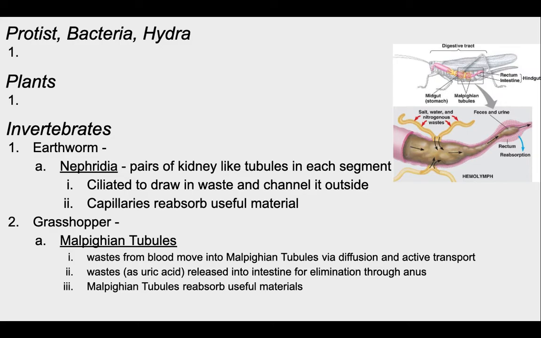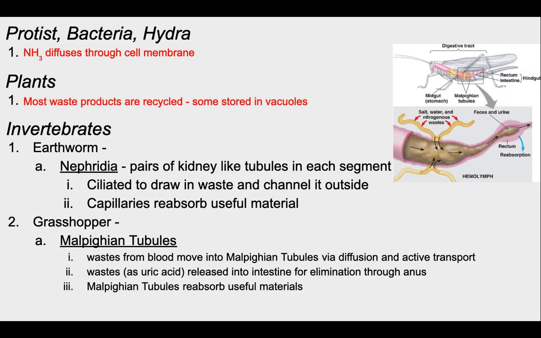So, as we said, aquatic organisms, protists, bacteria, Hydra, will excrete ammonia. It'll often just diffuse through the cell membrane. These are aquatic organisms. Plants typically recycle most of the waste products, and some of them can be stored in vacuoles, but often the majority of that waste is transformed into a form the plant can actually use.